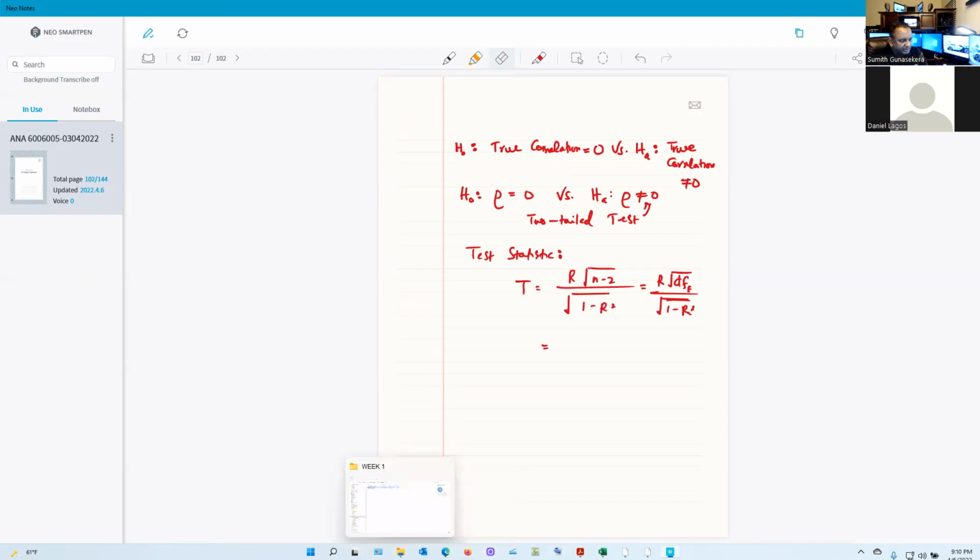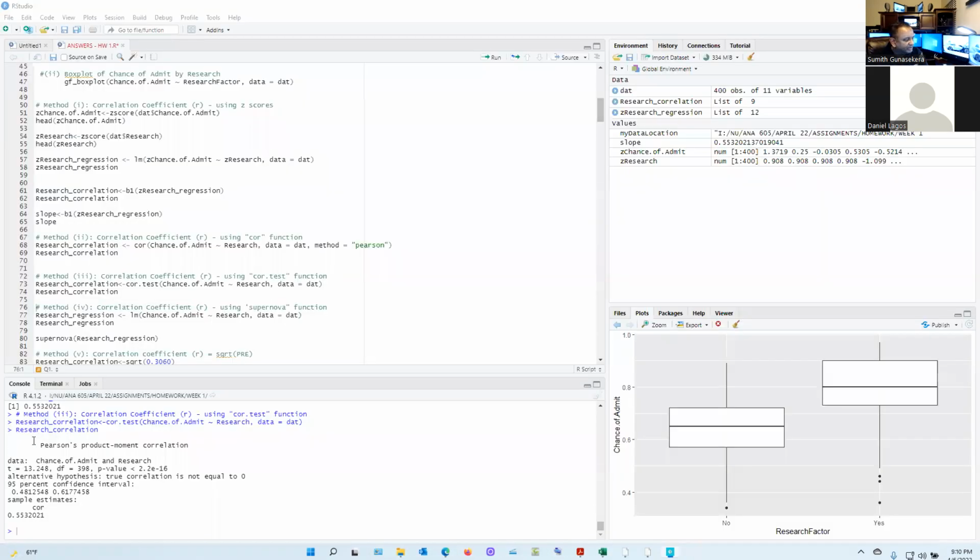Sorry, I'm going to go back to this one. R is 0.5532, I'm going to write this one, 0.5532, times the square root of degrees of freedom. n is how much? 400 minus 2. That's the one they show over here. See, 398. We are trying to get this t value.